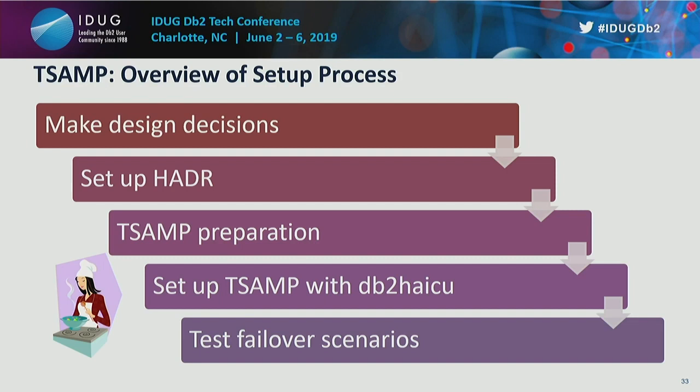So when you're going through the TSAMP setup process, you are going to have to first make some design decisions. You're going to have to set up HADR and then do some preparation work for TSAMP. We're going to set up TSAMP using Db2 HAICU, and then you're also going to test for failure scenarios.